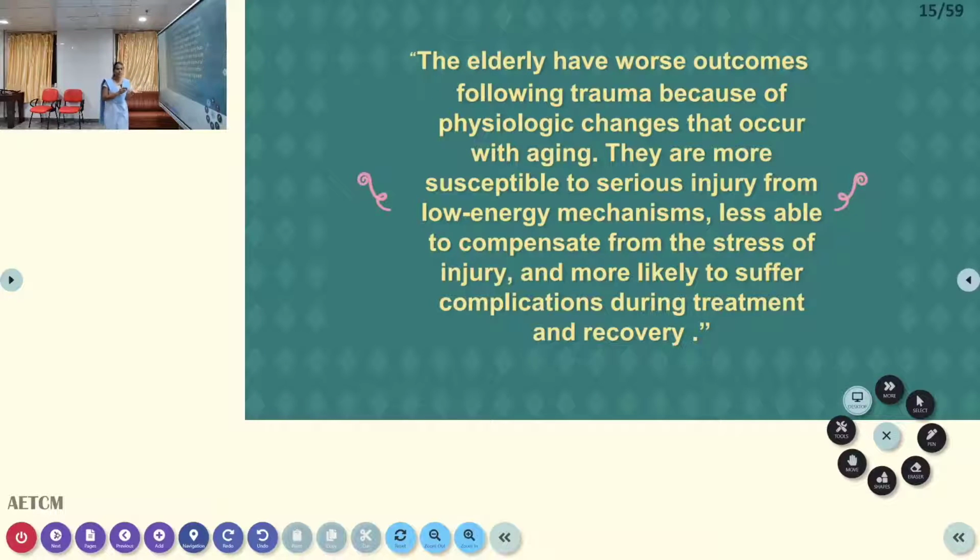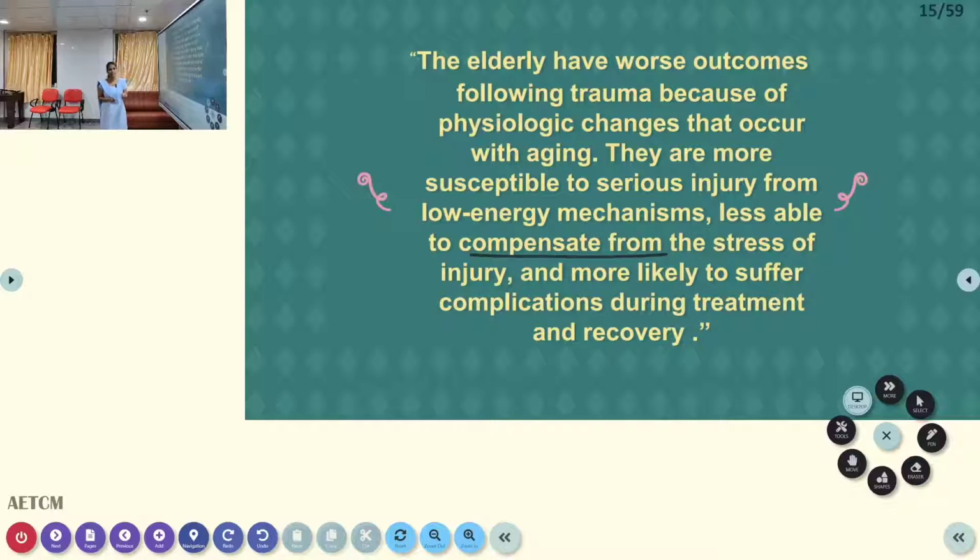So when compared with adults, geriatric patients have worse outcomes. Why? Because there are physiological changes that occur with aging, and even with slow mechanisms of injury they sustain serious injury, are less able to compensate for the stress of injury, and there will be complications during treatment and recovery. So due to these factors, they have worse outcomes when compared with adults.